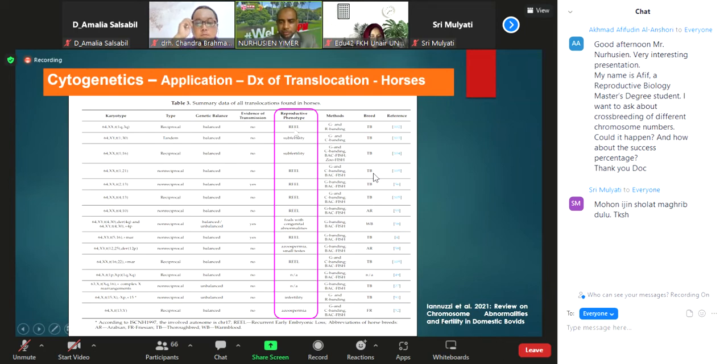REAL stands for recurrent early embryonic lethality, or early embryonic loss. You can see many of those female animals with these problems have been detected to have this REAL problem. Subfertility is another problem. Congenital abnormalities after birth, azoospermia, and small testes are also problems linked with this chromosomal abnormality, translocation, in the horses. And this has been reported based on these conventional banding techniques of all these different types.